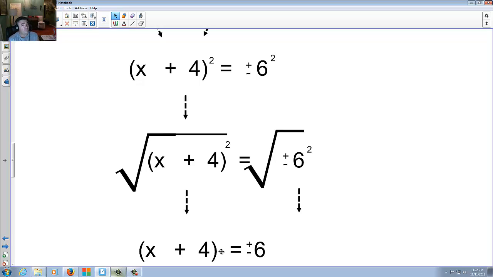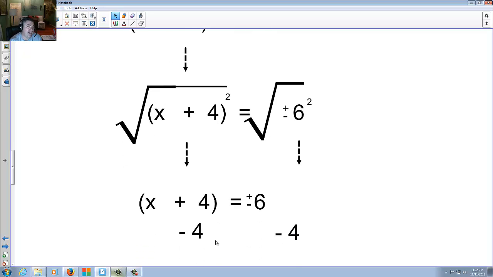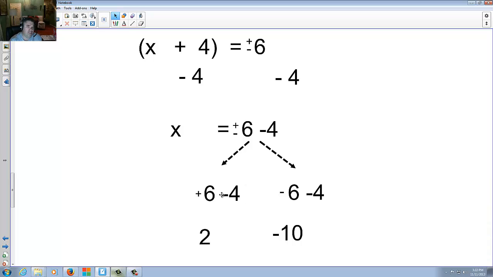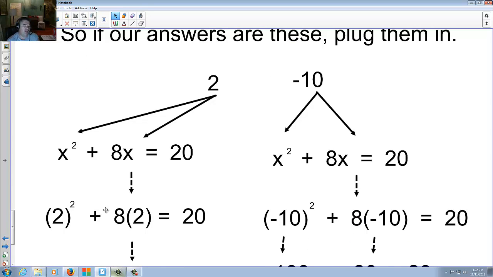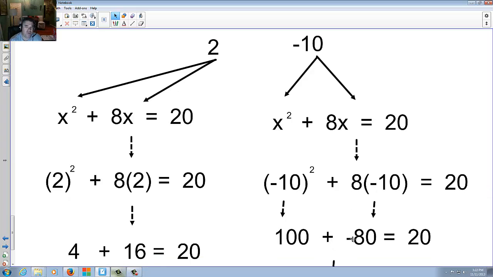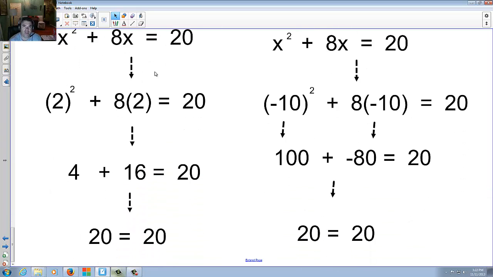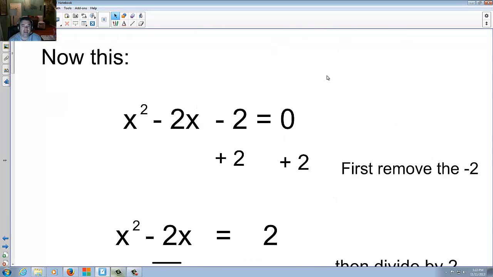Instead of plus 4, we're going to minus 4. Minus 4 to a positive 6, and minus 4 to a negative 6 to see both possible outcomes. 6 minus 4 is 2, and negative 6 minus 4 is negative 10. Plug both in to make sure they work. 2 squared is 4. 8 times 2 is 16. 4 plus 16 is 20. And negative 10 squared, remember it's parentheses, so it's negative 10 times negative 10, which makes positive 100. And 8 times negative 10, which is negative 80. 100 plus negative 80 is 20 as well. 20 equals 20.